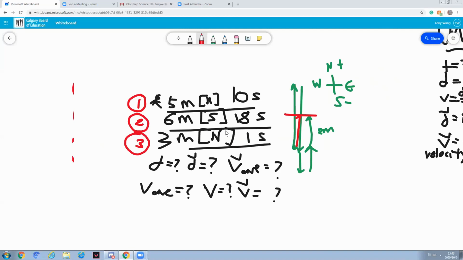Okay, wait. We'll restate the question. Why not? So he went 5 meters north, right? Tony, just confirm that I got this right. And then he went six meters south, and then he went back 3 meters north. What is his displacement from his starting place? Yeah, that is the question.